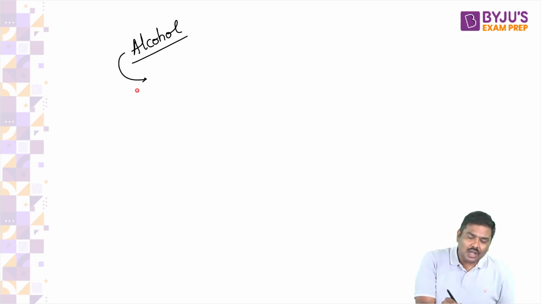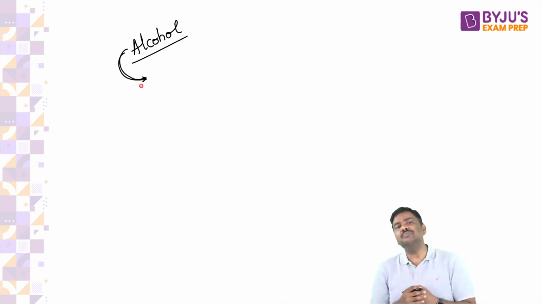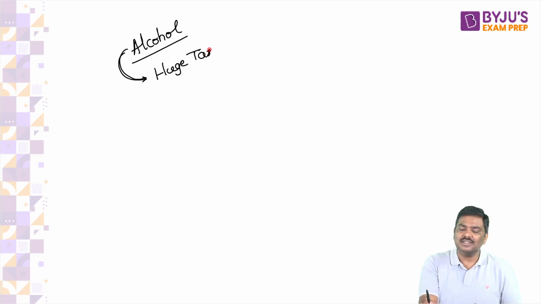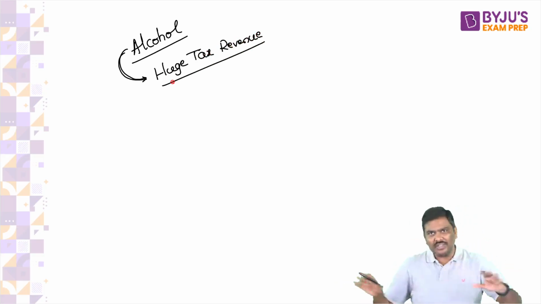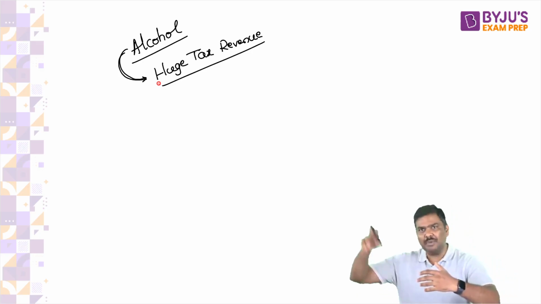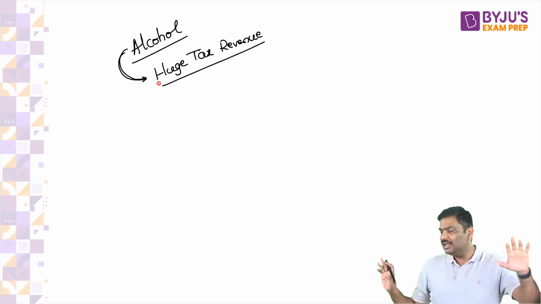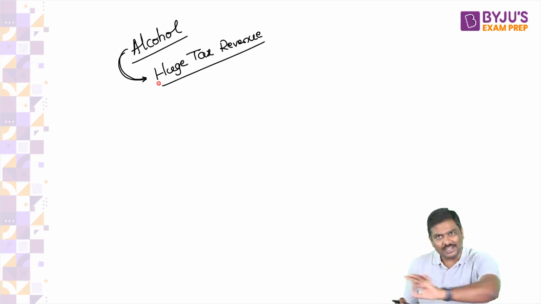Now, why is alcohol not there under GST for human consumption? Reason is very simple. The states are able to collect a huge amount of tax revenue by imposing taxes on a product such as alcohol. Now, the states are not okay with giving away this taxation power under the GST. That's it. The states are not okay with it. That is the precise reason even today alcohol is not under GST.